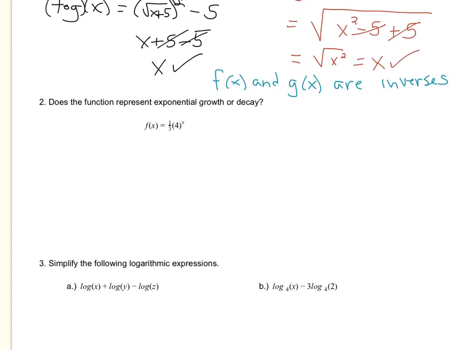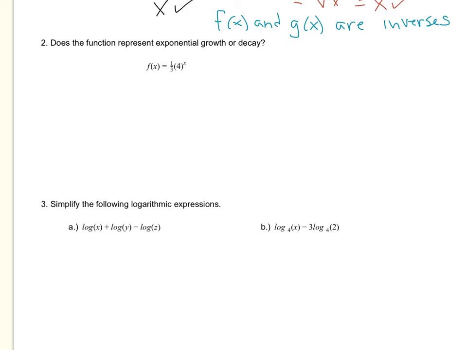Alright, number 2, does the function represent exponential growth or decay? Well, growth is when something keeps growing, keeps getting bigger and bigger, and decay is when it goes down. Now, it's really easy to figure this out. I mean, you could graph it, because we could see that growth exponentials go like this, and decay exponentials go like this. So you could certainly graph it and see what it looks like.